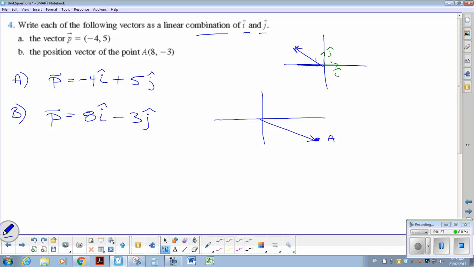So again, it's not that you don't know how to do this, it's the wording. Linear combinations are just writing vectors in terms of 2 other vectors. So i and j count as 2 other vectors. We're just using them to move from start point to end point.